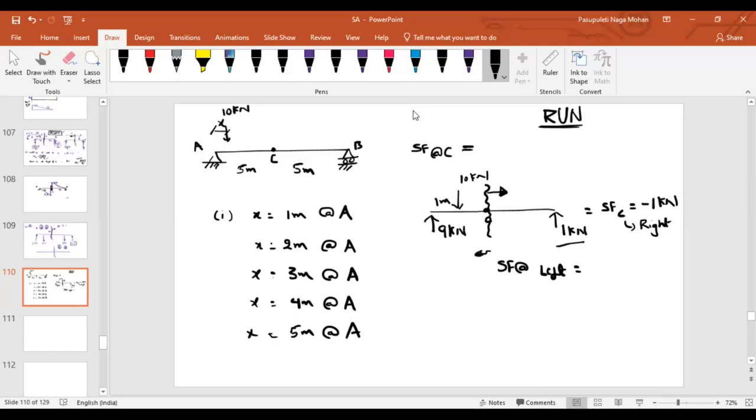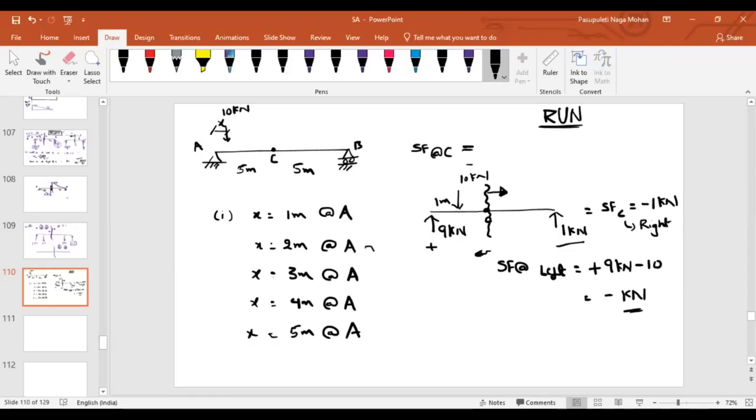If you look into the left side, how many forces are there? 2. What is the sign convention? If you're looking from the right side, if it is upward, you have to treat it as negative. If you look into the left side, right side upward is negative, then left side upward is positive. So this is positive shear force and this is negative shear force. So the algebraic sum of these values: plus 9, minus 10. What is the value? Minus 1 kilonewton. It doesn't matter on which side you look, you will get the same answer. But make sure that you look into only one side.